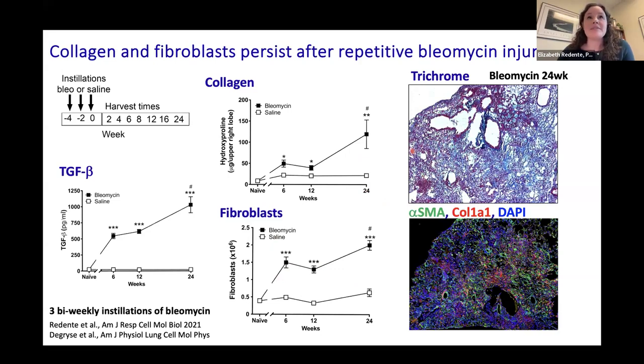On the right are representative trichrome images and immunofluorescent images from a lung taken 24 weeks after bleomycin. You can see the robust amount of collagen and the fibrotic response here with the teal blue staining. And below, with alpha smooth muscle actin staining in green and collagen 1A1 in red, you can see that these areas of fibrosis are really dominated by these fibroblast populations.